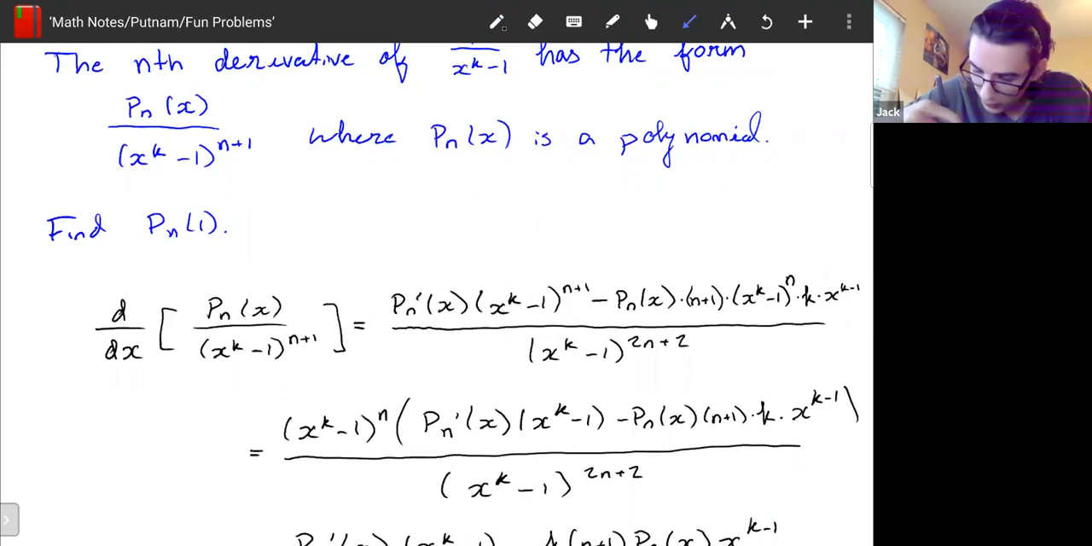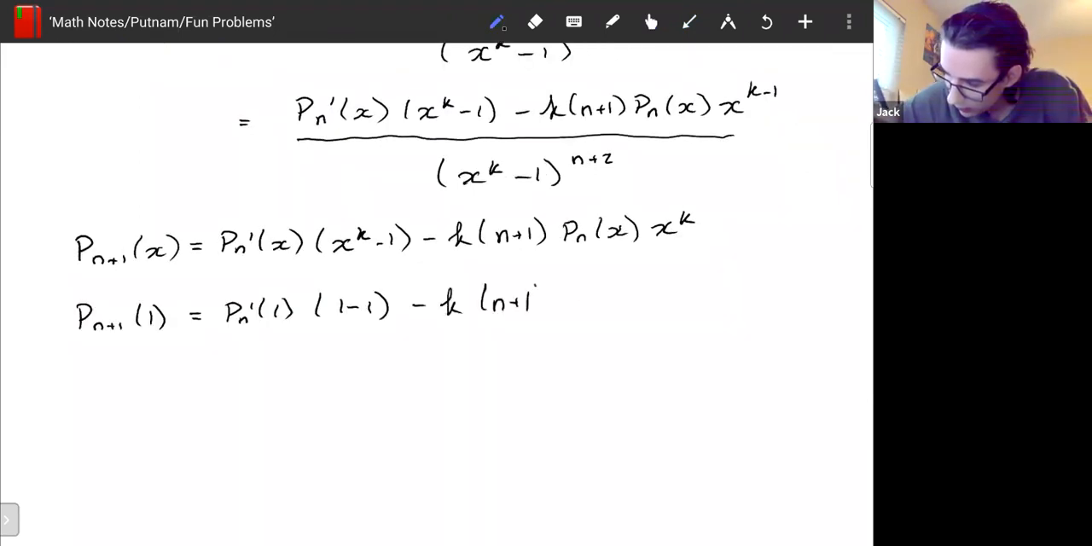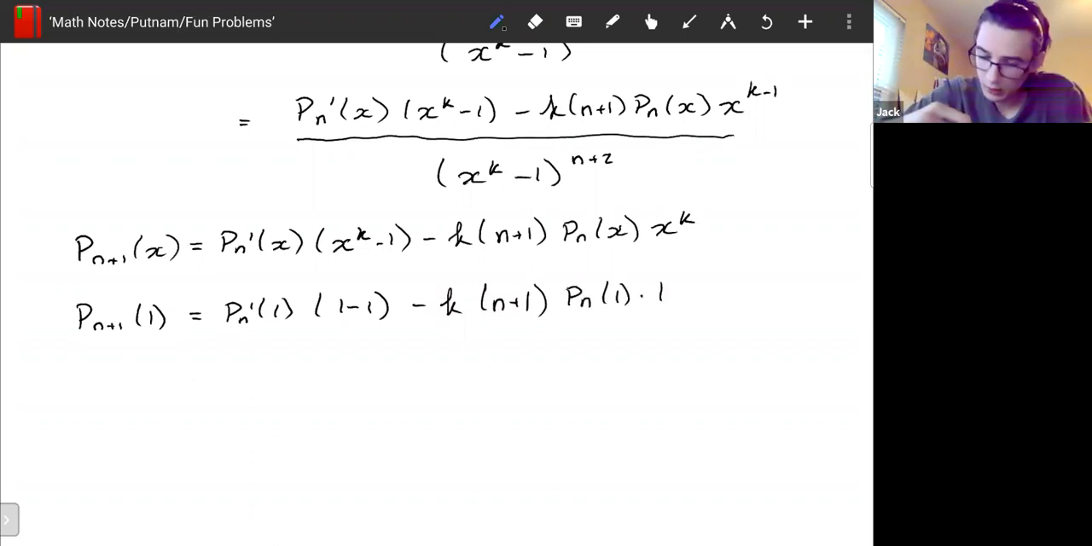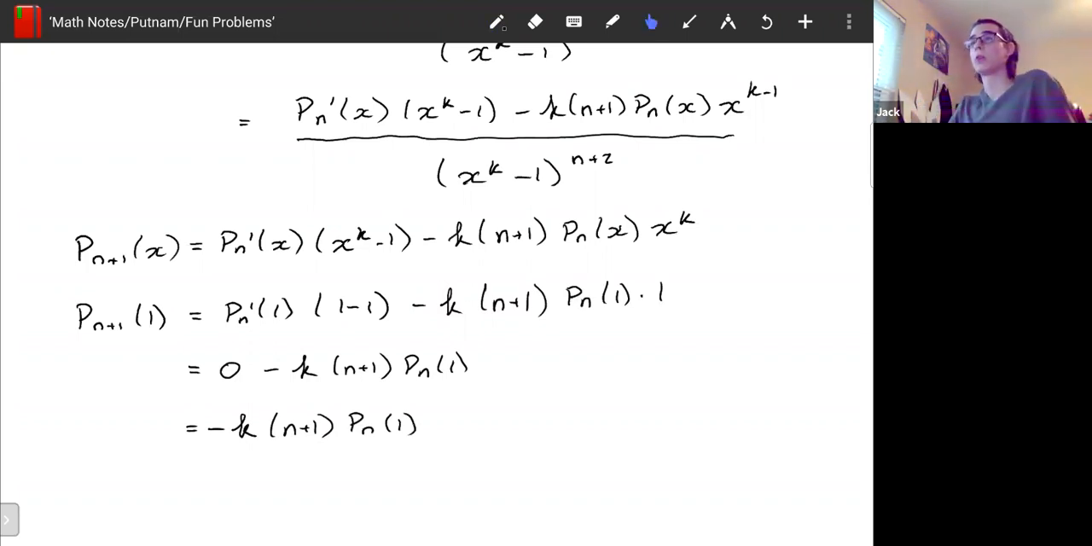Because here p sub n prime of 1 times 1 minus 1, minus k times n plus 1 p sub n of 1 times 1. And of course, 1 minus 1 here, that's just 0, minus k times n plus 1 p sub n of 1. And so we're left with negative k times n plus 1 p sub n of 1. Okay, and right here we just have a fairly straightforward recursive relationship.